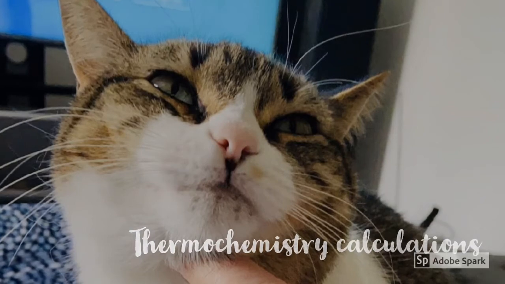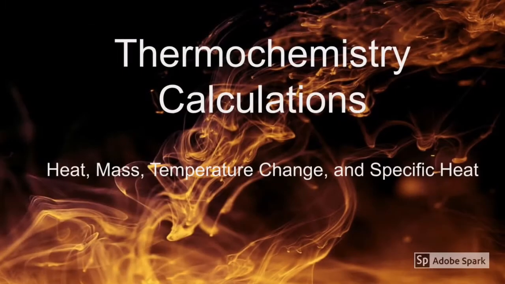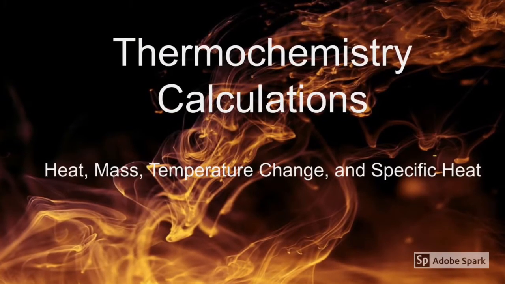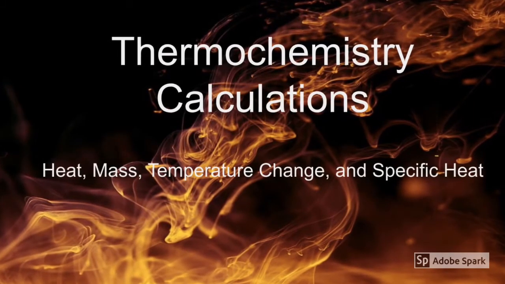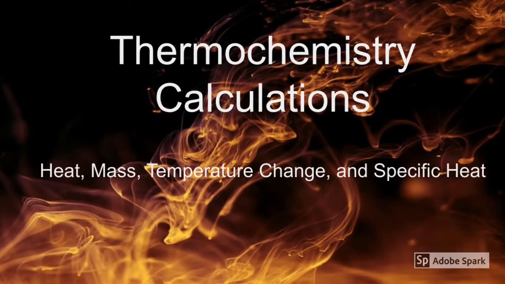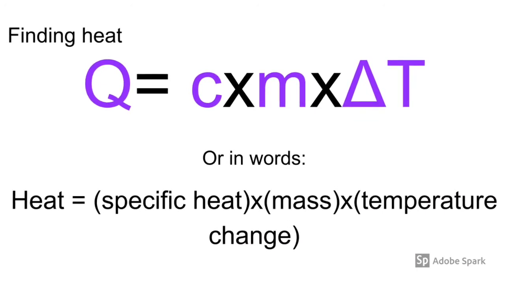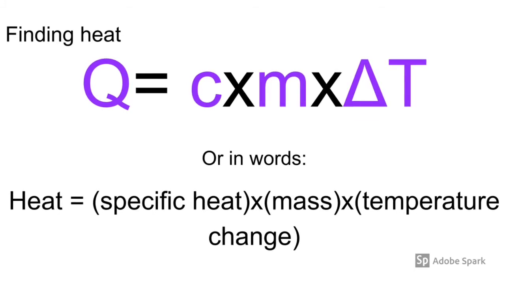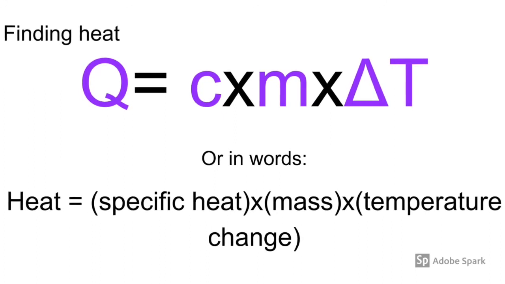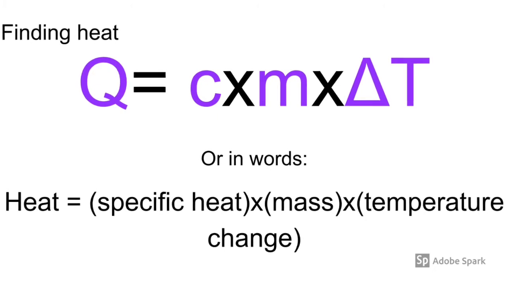And National Honesty Day. Our lesson today covers thermochemistry calculations, specifically talking about heat, mass, temperature change, and specific heat. The formula for finding the heat of a reaction is Q equals C times M times delta T. Or if I put that in words instead of symbols, heat equals specific heat times mass times temperature change. Delta T means change in temperature.